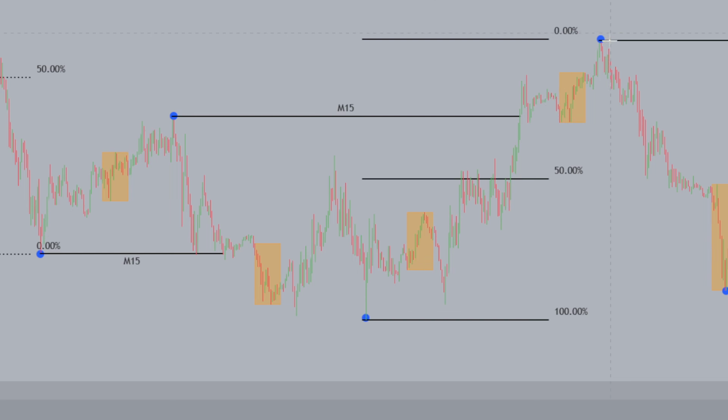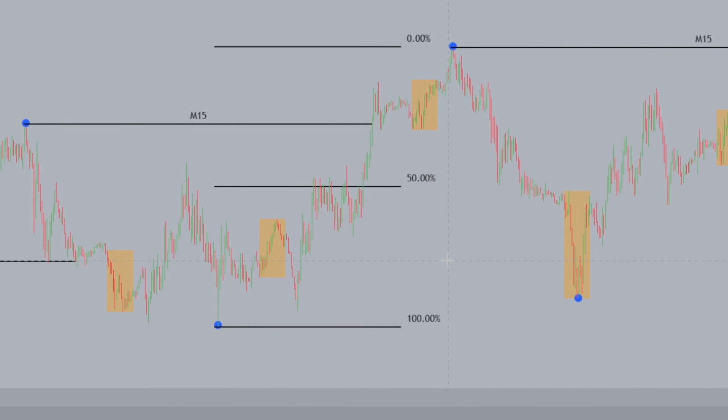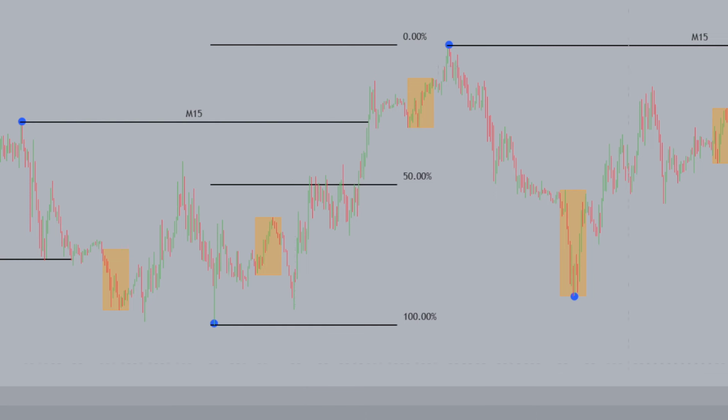So this gives us an early signal for the fact that we could see a Wyckoff accumulation because we're below an H4 low. So understand all of this price action is happening below an H4 low.